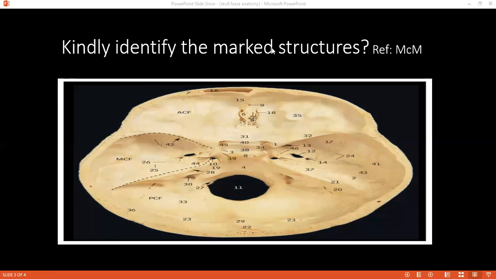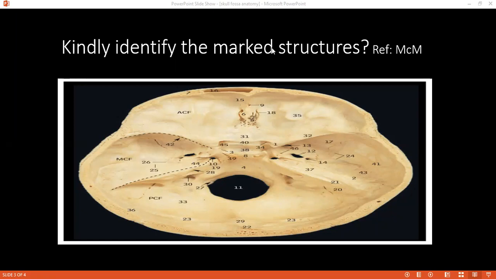What part of the brain is carried by the posterior cranial fossa? Sorry, ma'am, I cannot hear. What part of the brain is carried by the posterior cranial fossa? The posterior cranial fossa contains the occipital lobe of the brain, and also the cerebellar tonsil, cerebellum. Brainstem and cerebellum. Yes.